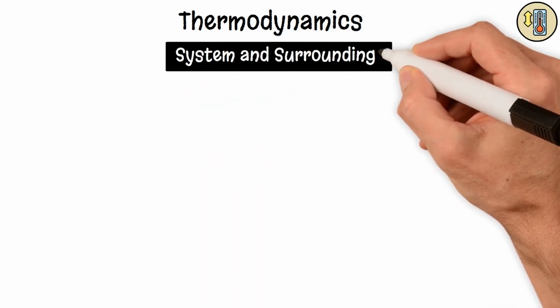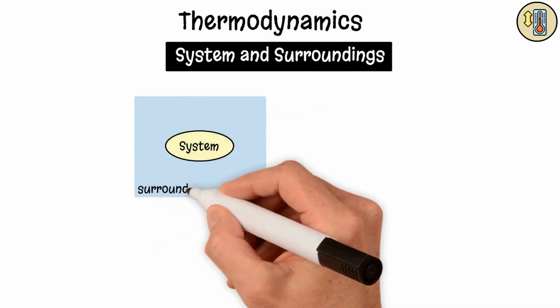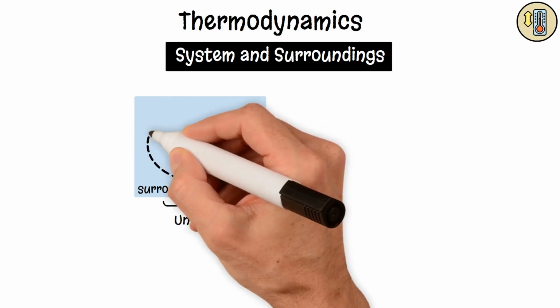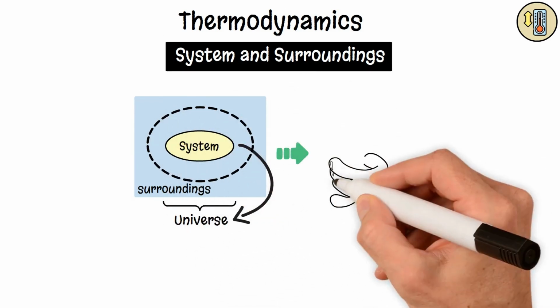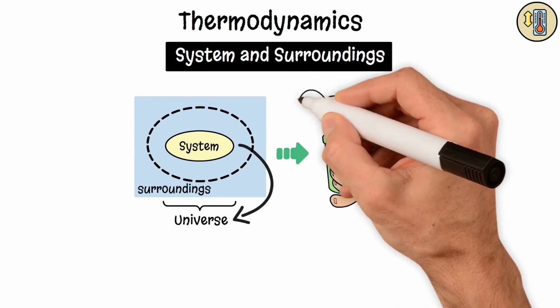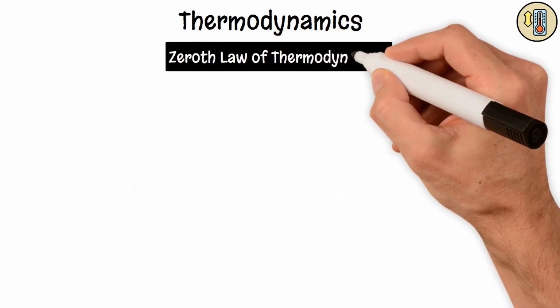System and surroundings. In thermodynamics, we often talk about a system and its surroundings. The system is the part of the universe we're studying, and the surroundings are everything else. For example, if we're studying a hot cup of coffee, the coffee is the system and the air around it is the surroundings.